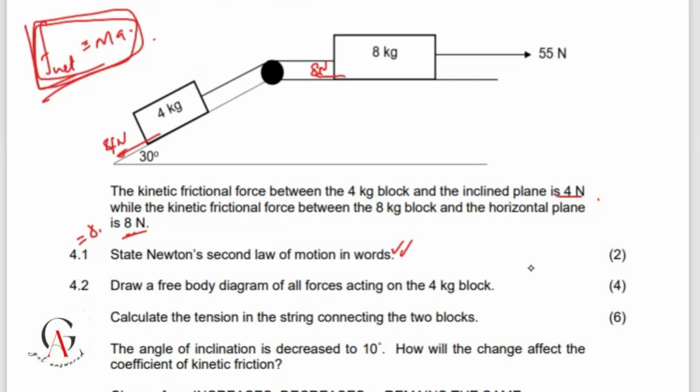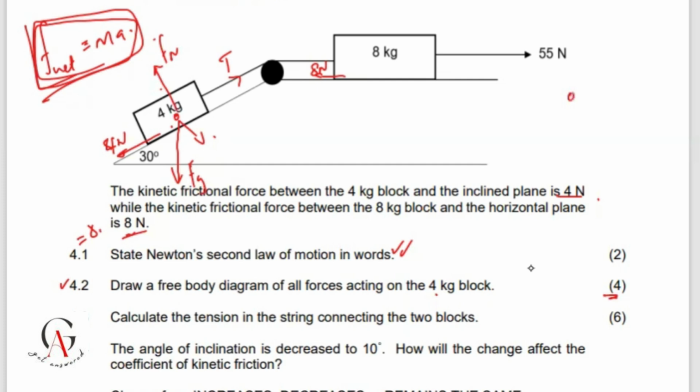Then they want us to draw a free body diagram for all the forces that are acting on the 4 kg. So the 4 kg is on an incline. If it's an incline, we shall have this. Since it is a string, we shall have the tension. Then the weight is going to act downwards, which is the Fg. And then this is the Fg perpendicular. And then this is our normal force. And then we said we have the frictional force. So still 4 marks for about 4 forces.